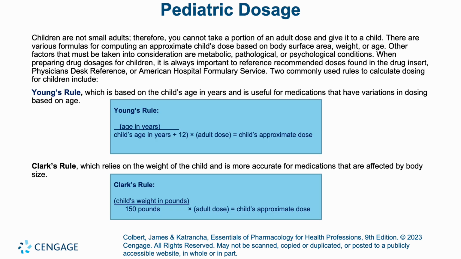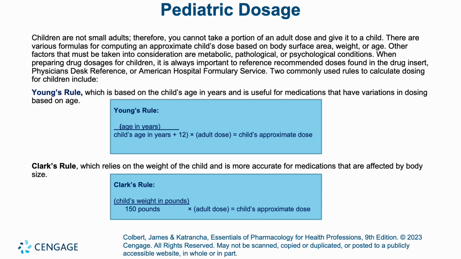Pediatric dosage. Children are not small adults, therefore you cannot take a portion of an adult dose and give it to a child. What this really means is if you are giving a medication to a pediatric patient, the way that they metabolize is different, the body fat percentage to muscle percentage is different. There's just a lot of factors that means that you can't just take the adult dose and modify it. You need to actually use a pediatric dosage calculation.